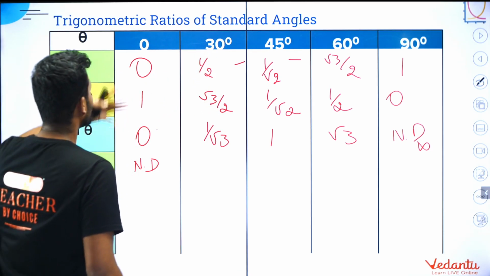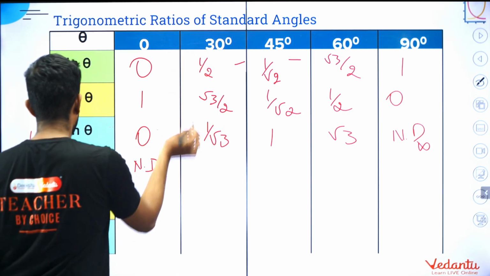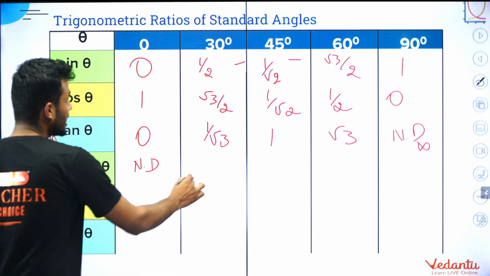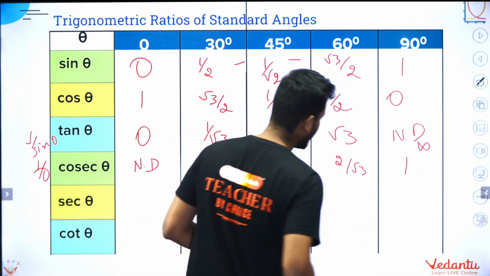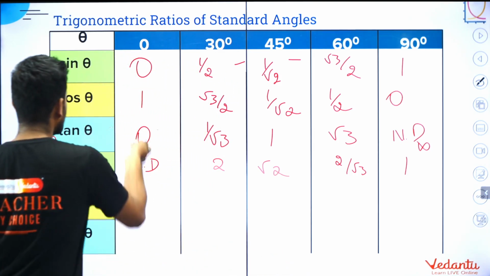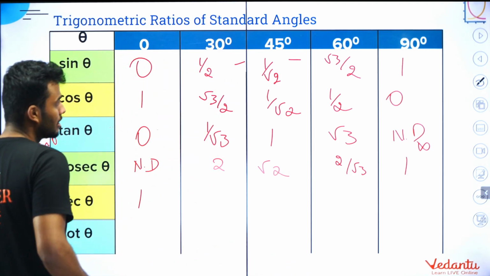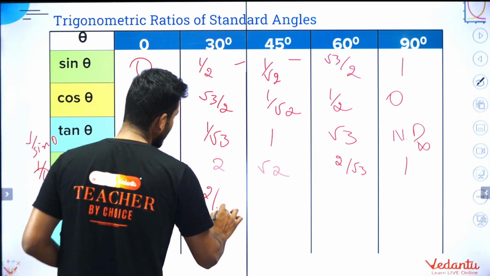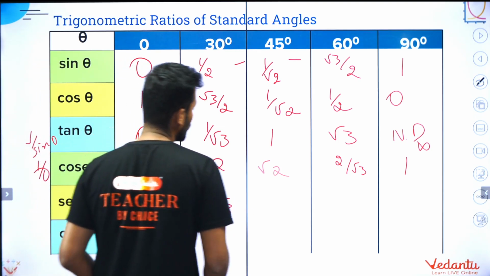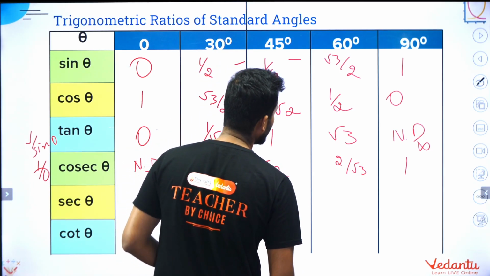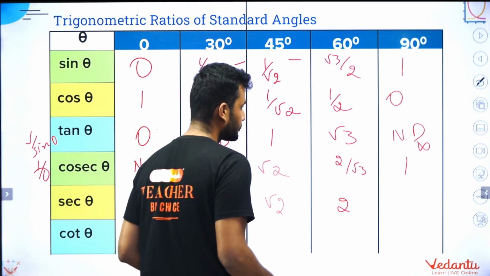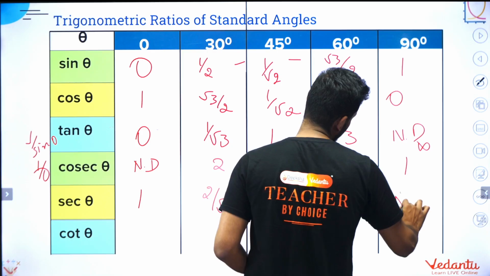Then cosecant 30. 1 by sin theta is nothing but 1 by 1 by 2, which is 2. Then root 2, 2 by root 3, then 1 by 1 only. Then simply do the same thing for the rest. Root 3 by 2 becomes 2 by root 3, same. And 1 by root 2 becomes root 2 only. Then what about this value? 1 by 2 is nothing but 2. Then 1 by 0 is nothing but not defined.